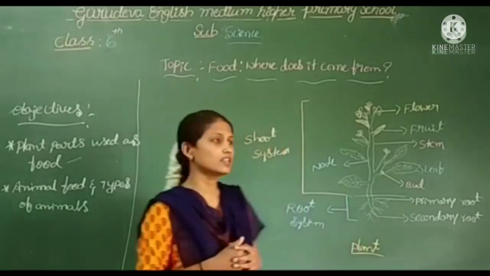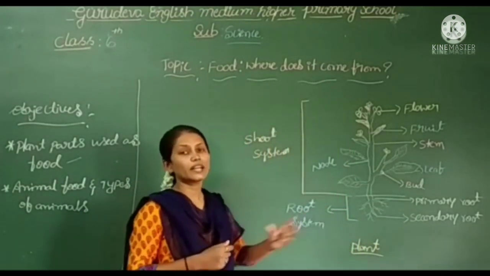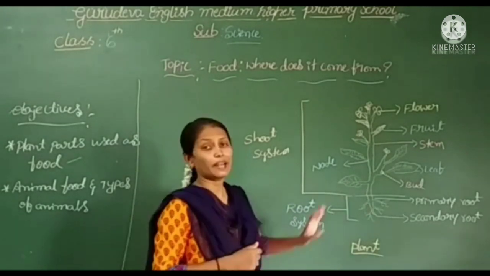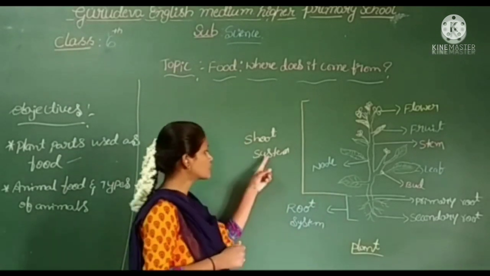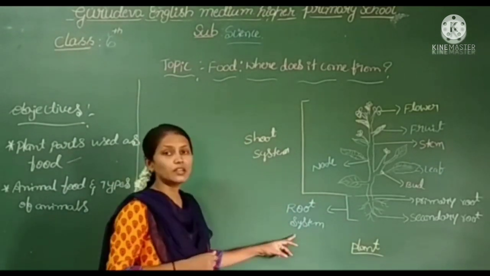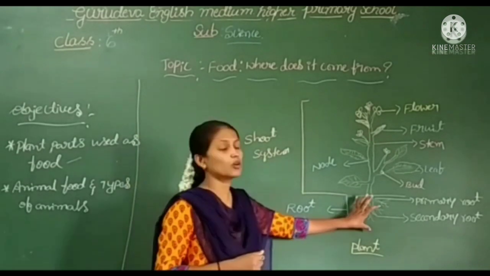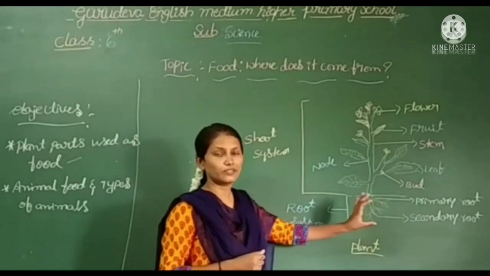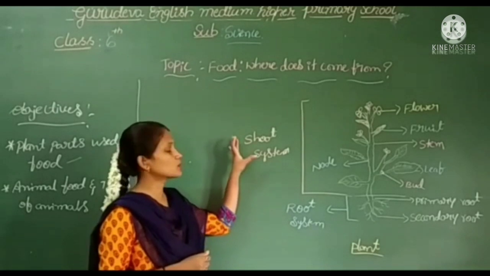Now let us discuss. Here, this is the structure of a plant. So what are the parts present in a plant? The plant can be majorly divided into two parts. One is the shoot system and another one is the root system. Here the root system is nothing but the roots. So this discussion of the roots we refer to as the root system. And what about the shoot system?